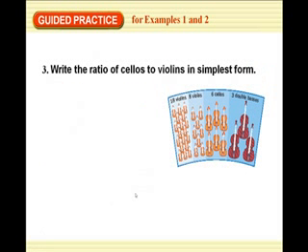All right? So let's look at number 3. Write the ratio of cellos to violins. So cellos goes on top, violins goes on the bottom, and I notice that 6 can go into both of those. So that would be 1/3, 1:3, 1 to 3, just like that.